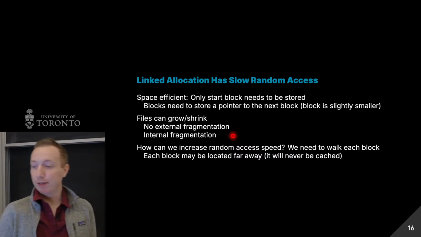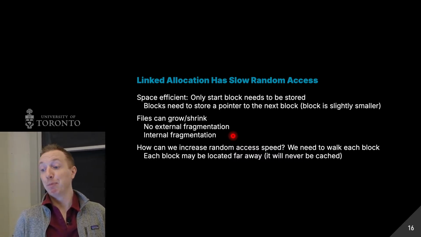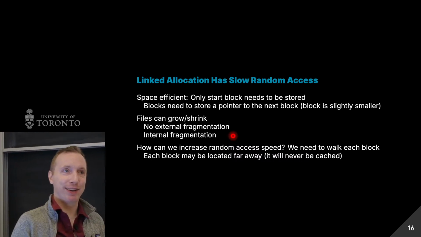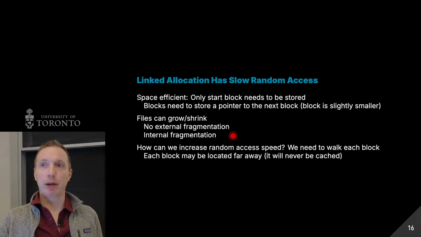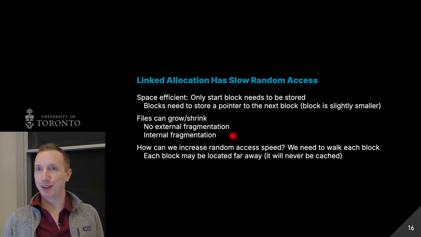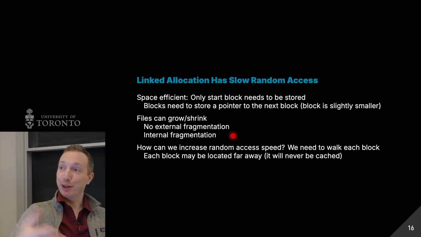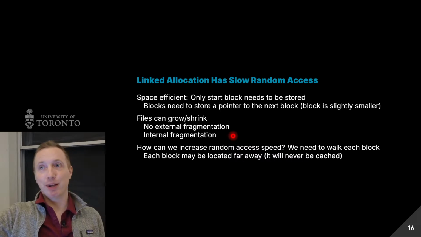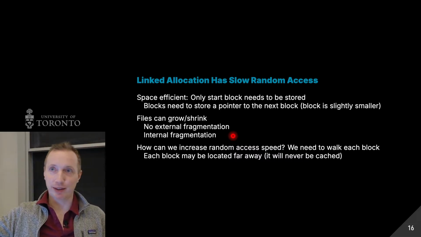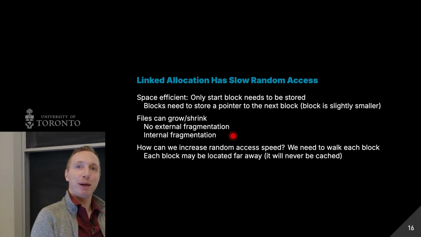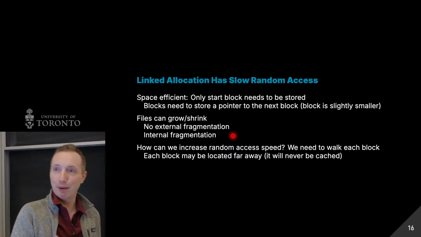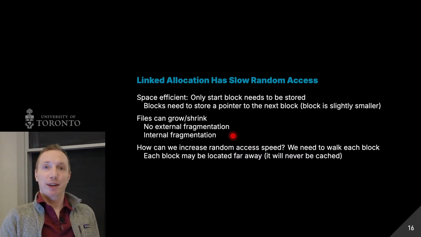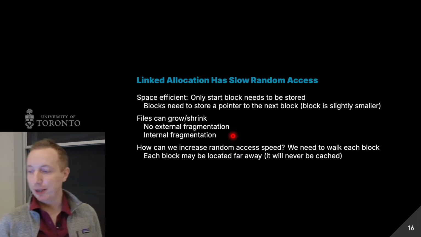Now we have a slight problem. This is really slow, right? So to access block 3 of a file, what do I have to do? Yeah, I have to go to the first block, read its next, go to another block, read its next, go to another block, read its next. If this was virtual memory, that would be a different page every time, so I'd have to do the page translation every time. So it would never have a TLB entry or anything.